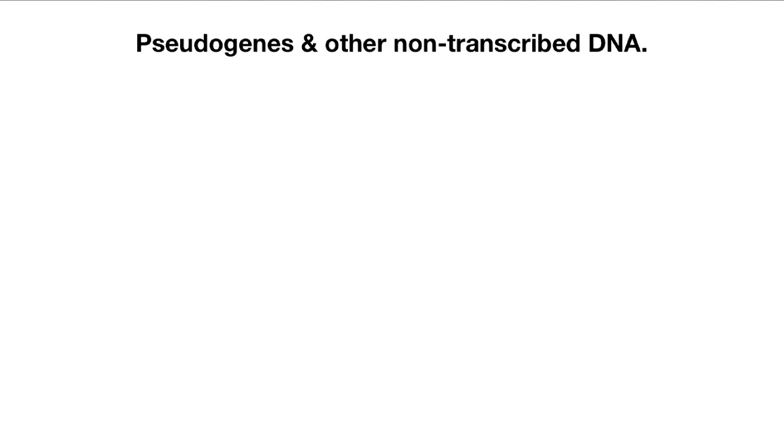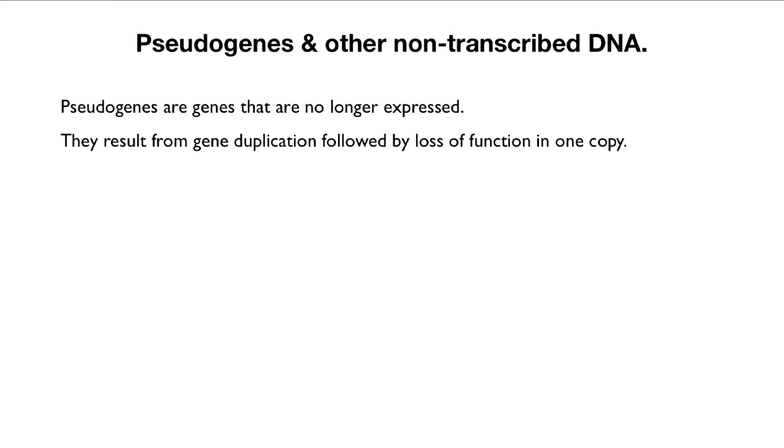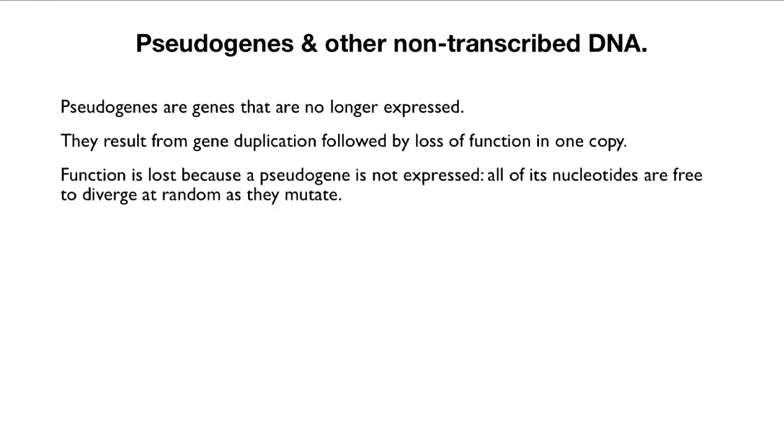Now, the second kind of genetic effect that leads to different genotypes having the same phenotype is pseudogenes and other kinds of non-transcribed DNA. Pseudogenes are genes that are no longer expressed. And they result from a gene duplication that's followed by the loss of function in one copy of the gene. That function is lost because the pseudogene is not expressed, that copy is not expressed. At that point, all of its nucleotides are free to diverge at random as they mutate.